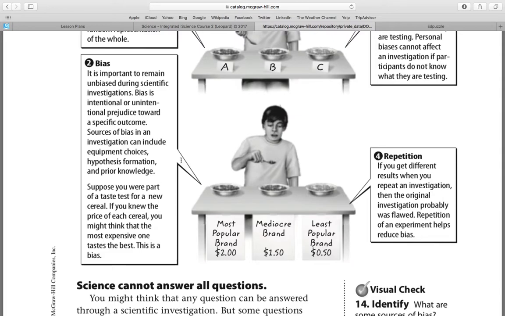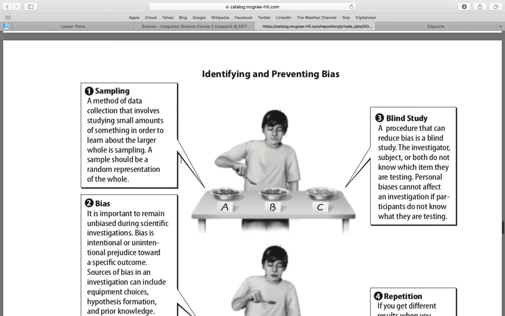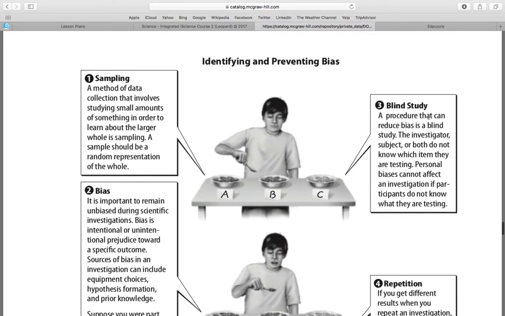So if you were going to test the cereals out, you wouldn't want to know any information about them prior. You would just strictly, if you were wanting to know which cereal tastes best, go into it with an unbiased opinion. You wouldn't want to know anything about it and would taste test each one. That way you wouldn't think the more expensive one tastes better versus the cheaper one, or the most popular one.